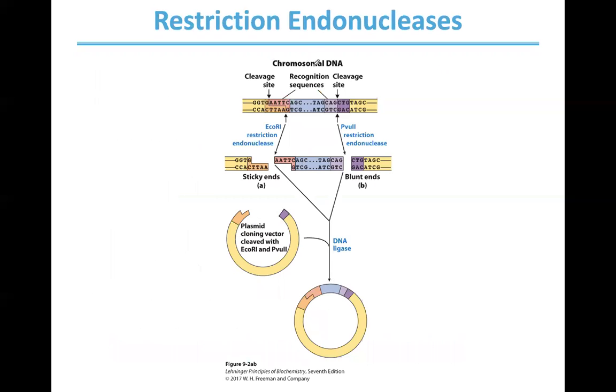All right, so if this is the chromosomal DNA, this is the cleavage site. You can see here, for example, this restriction endonuclease known as EcoR1, which comes from E. coli. There's a sequence here, GAATTC, right? Whenever this sequence occurs, the restriction endonuclease will recognize it and cleave the DNA, forming what's known as sticky ends.